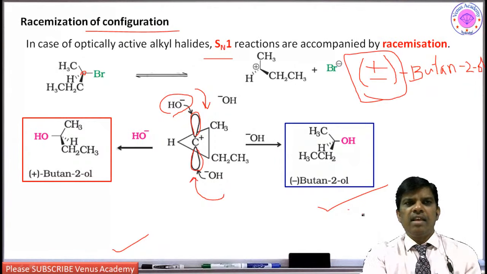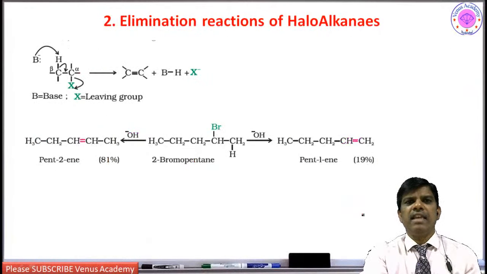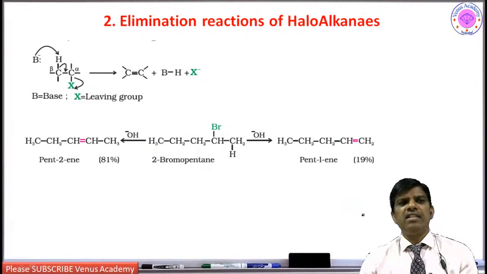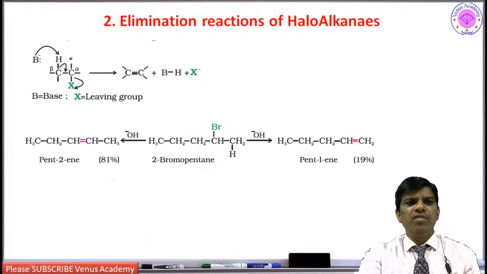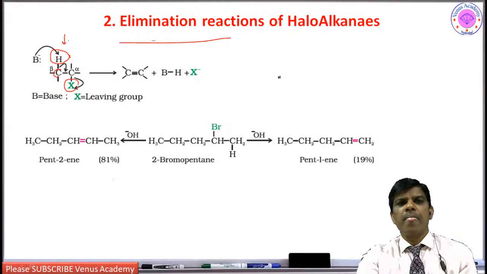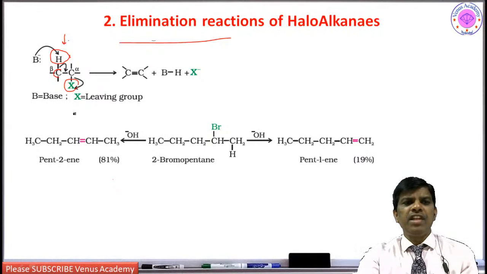Yes students, this is how haloalkanes undergo nucleophilic substitution reactions. Let us take elimination reactions. If the halogen is on this carbon, it is said to be the alpha carbon, and this is the beta carbon. If the beta carbon has hydrogen, it undergoes an elimination reaction. So this halogen is going out to give an alkene.